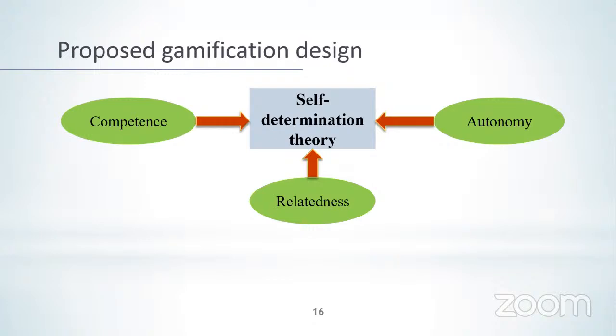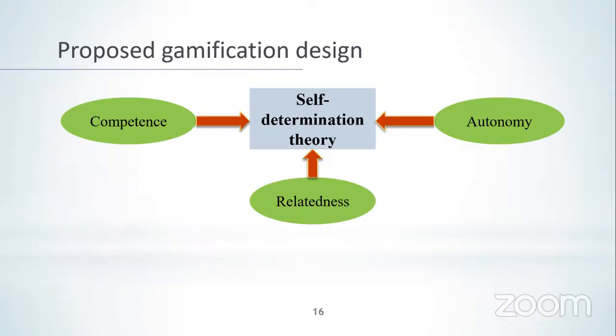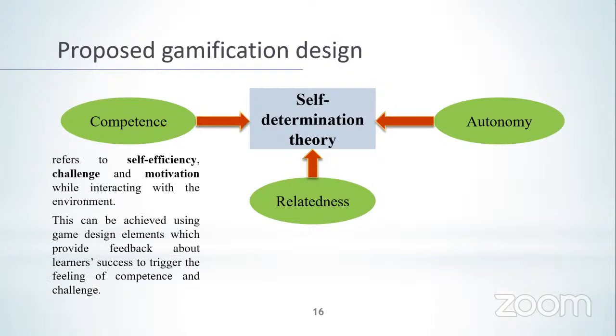For competence, it refers to self-efficacy, challenge, and motivation while interacting with the environment. And this can be achieved using game design elements which provide feedback about learner success to trigger the feeling of competence and challenge. And this may be fulfilled using some game elements such as points, levels, leaderboard, progress bar, badge, and feedback.